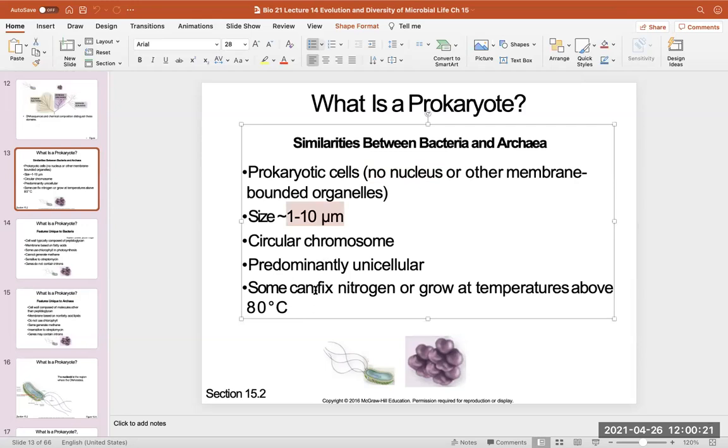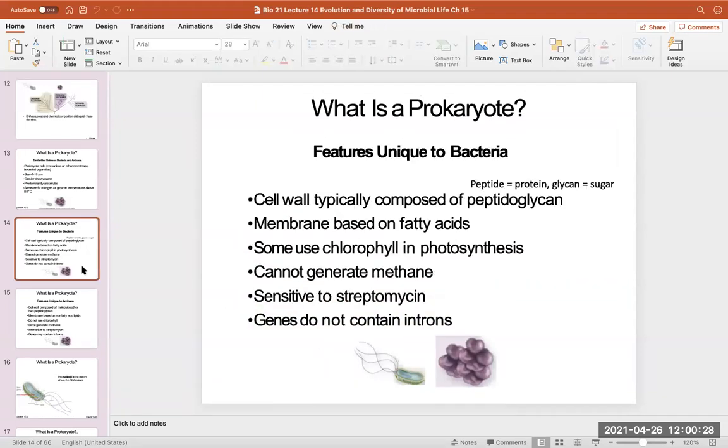Try to make a flashcard for this: some can fix nitrogen and grow at temperatures above 80 degrees. You need to know what the cell wall is made of, peptidoglycan. And they can do photosynthesis. They cannot generate methane, and they are sensitive to streptomycin. Know the name of this antibiotic, streptomycin. And there are no introns. Hopefully you guys know what introns are. They are genetic material that doesn't code for anything.